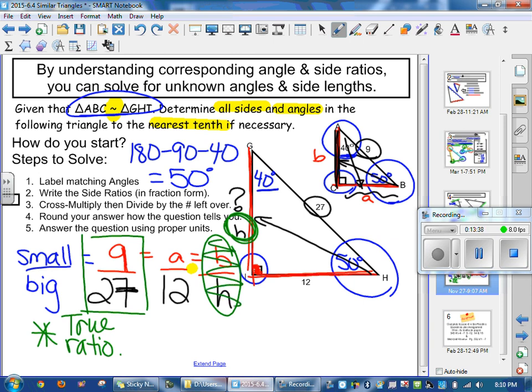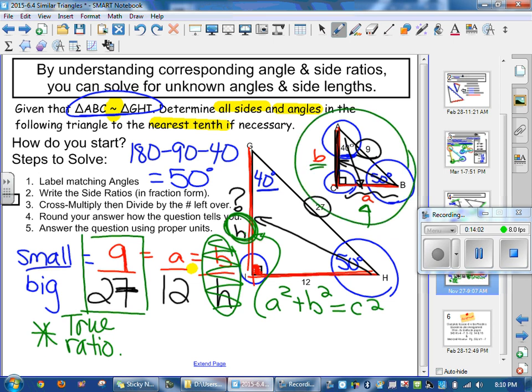Well, I hope you realize that it's a right triangle, which means I can use the Pythagorean theorem. So we can actually use our A squared plus B squared equals C squared to find side H. And then once I find missing side A here, I can do the same thing with my small triangle to find side B. And that's exactly what we're going to do.